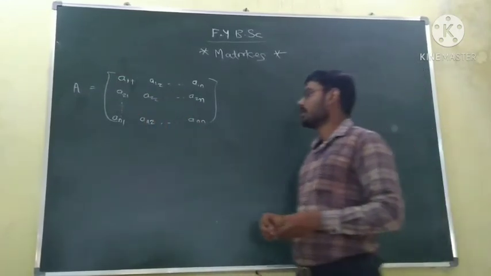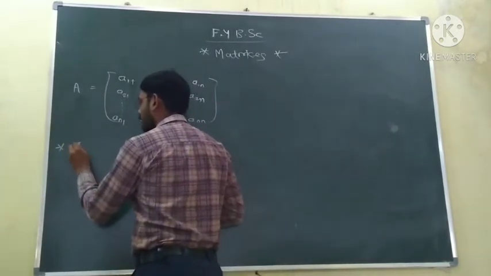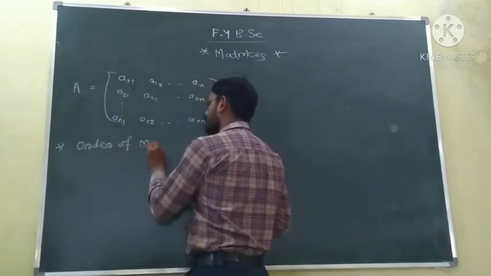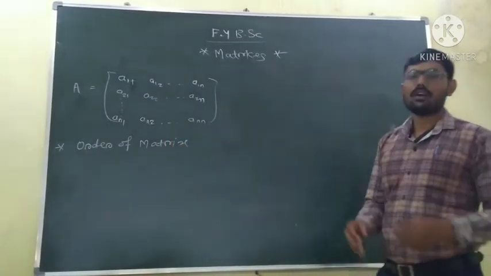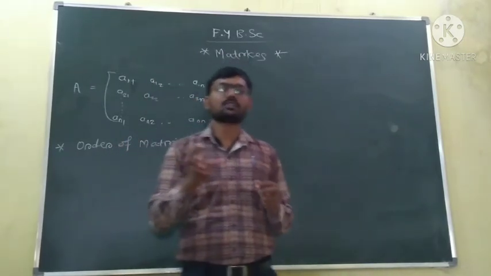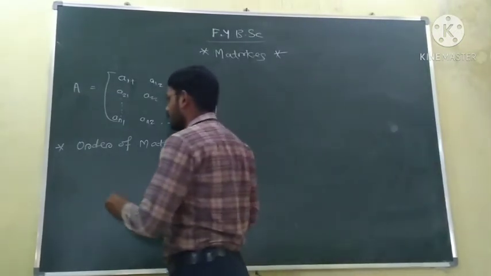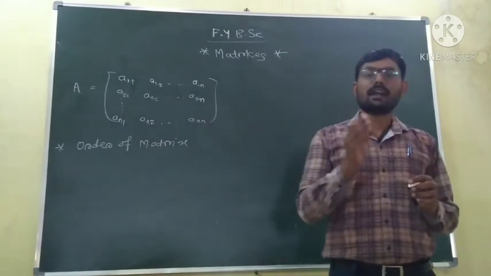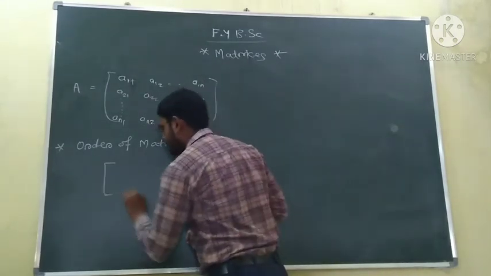Now you know the concept of order of a matrix. So what is the order of a matrix? Order of a matrix just represents the number of rows and columns the matrix has. We say that a matrix A is of order n by m, meaning the matrix has n rows and m columns.